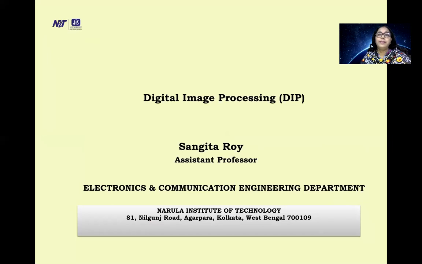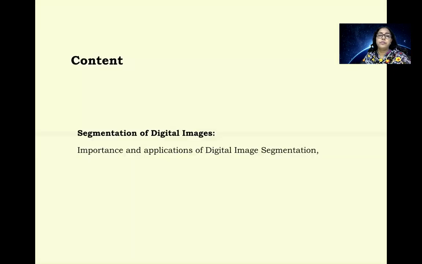Digital image processing. Shongita Roy, Assistant Professor, Electronics and Communication Engineering Department, Narula Institute of Technology. Content: segmentation of digital images, and the importance and applications of digital image segmentation.